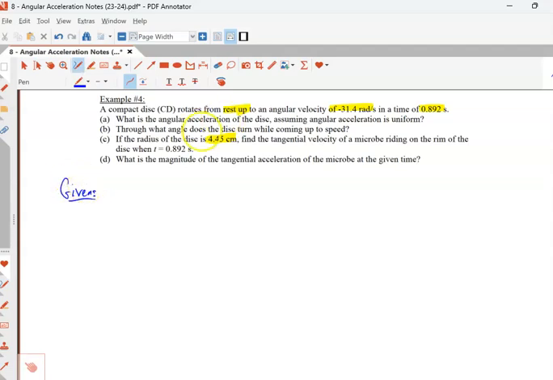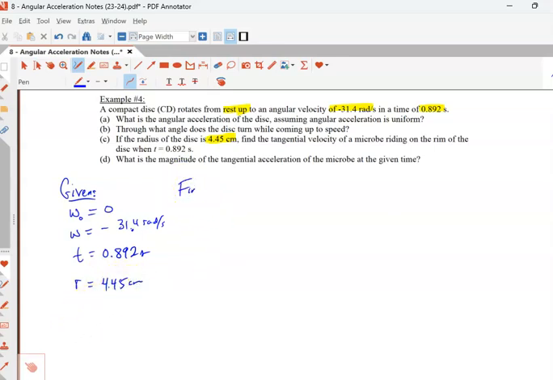So we have it's starting from rest. That means the initial angular velocity is 0. It does reach a final angular velocity of negative 31.4 rads per second. Hopefully you understand that negative is just implying that it's going in the clockwise direction. The time is 0.892 seconds. And we'll write down the radius here is 4.45 centimeters.